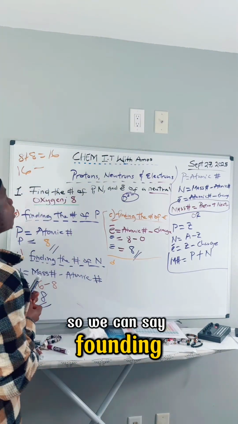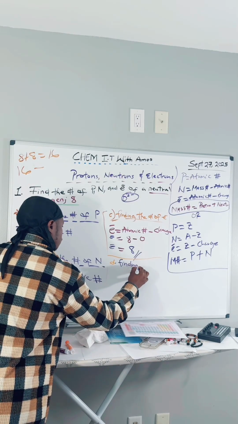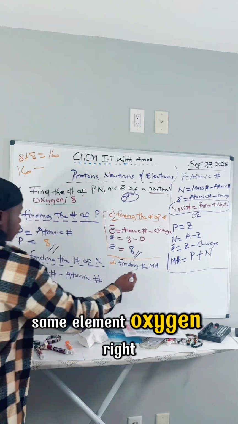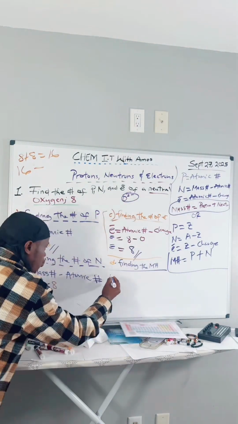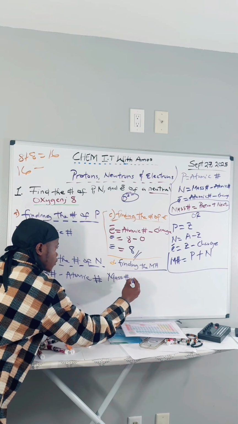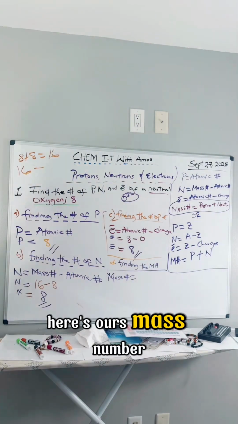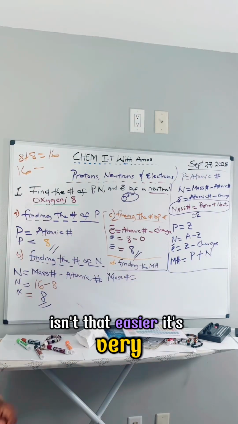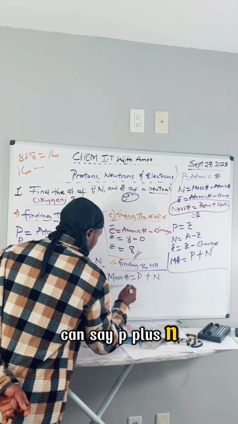So we can say finding the mass number of the same element oxygen, right? So the final mass number, we say mass number is equal to proton plus neutron gives us mass number, or we say mass number is equal to P plus N. You see that's easier? It's very simple. So right here now we can say P plus N.